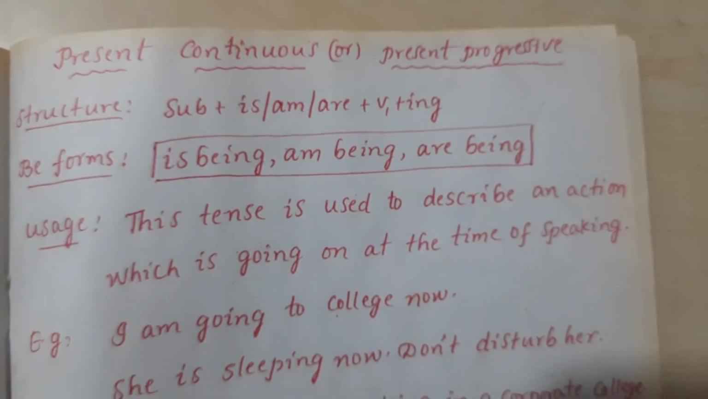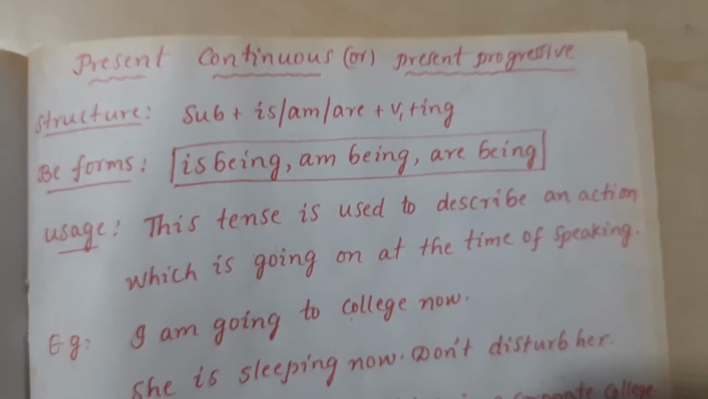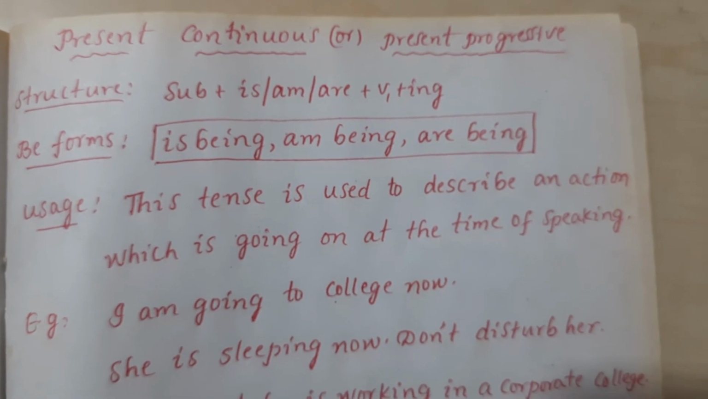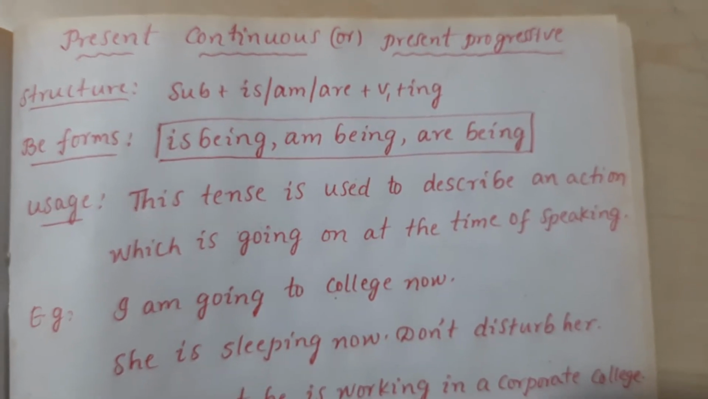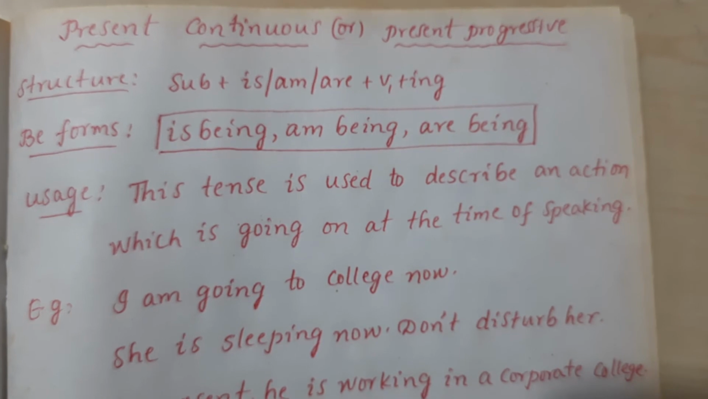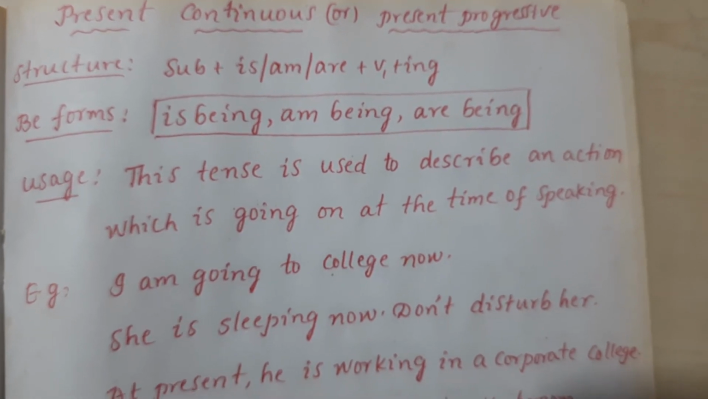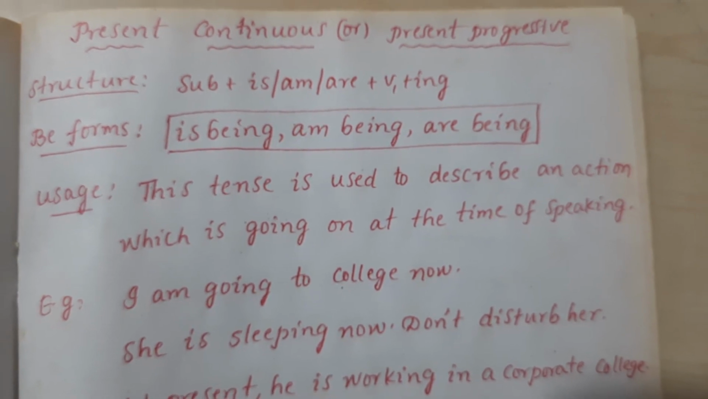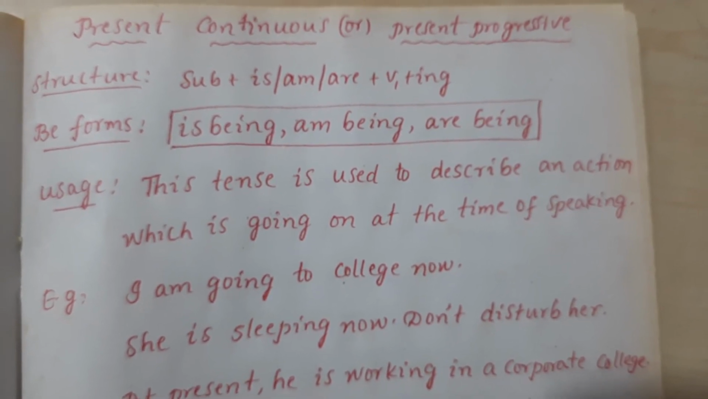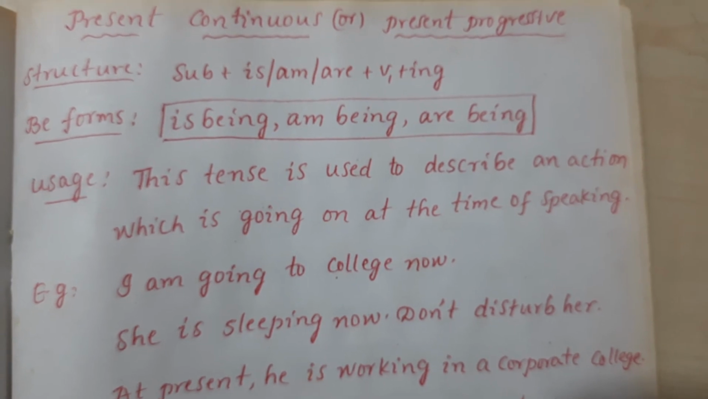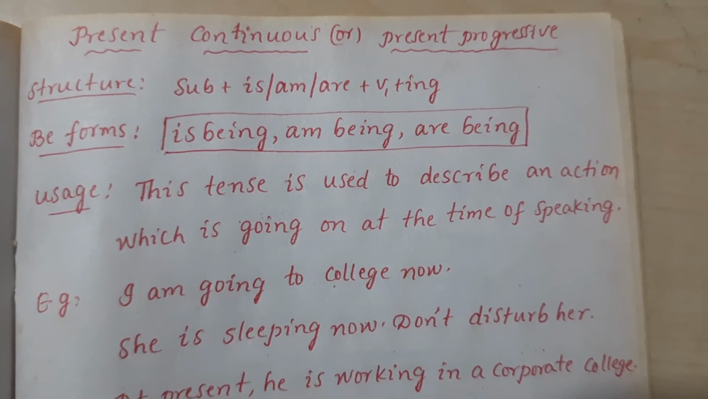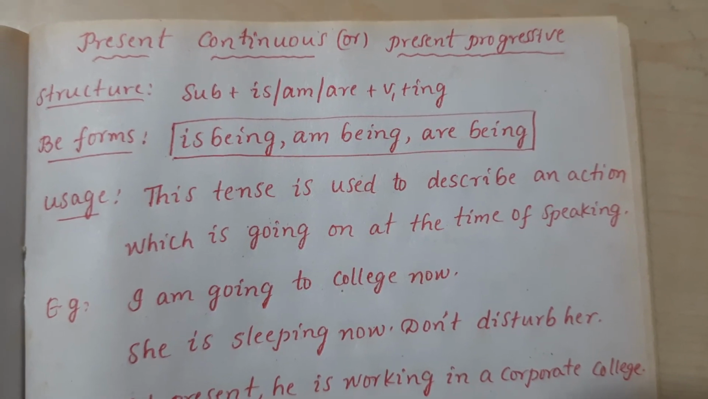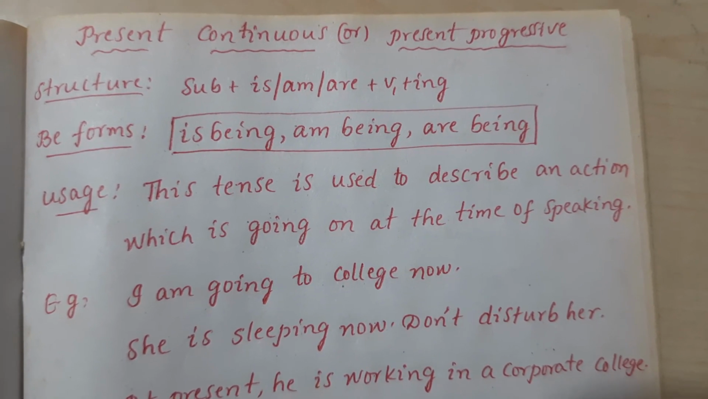Next one, present continuous or present progressive tense. Structure of the present continuous tense is subject plus is or am or are plus verb 1 plus ing form. The be forms of present continuous tense are is being, am being, are being.